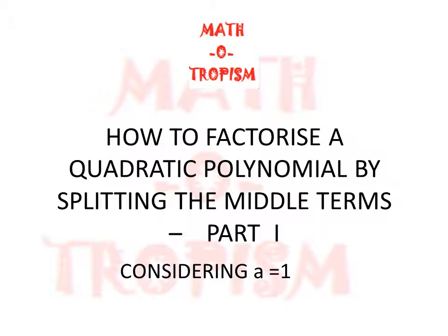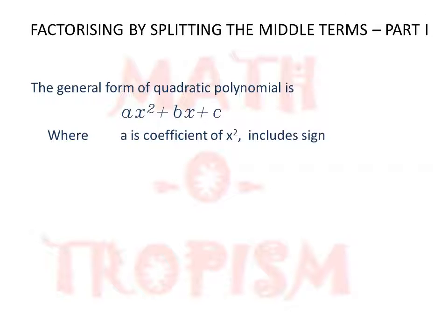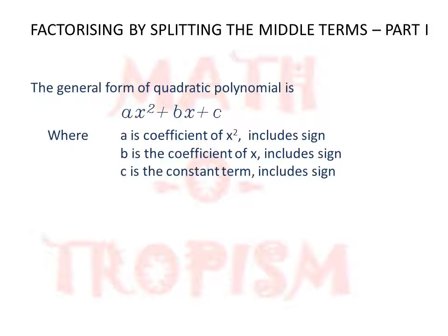So what is a? We know that the general form of a quadratic polynomial is ax square plus bx plus c, where a is the coefficient of x square, b is the coefficient of x, c is the constant term, and a, b, c includes the sign whatever is coming in the equation.